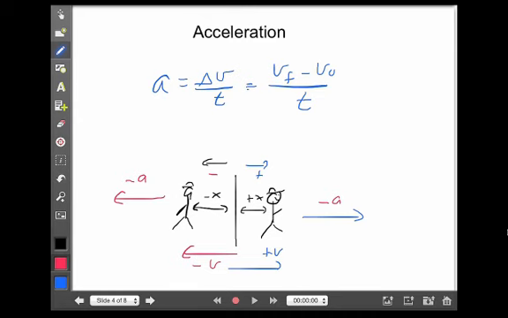Okay, so that's our introduction here to the terms that we're going to deal with in linear motion.